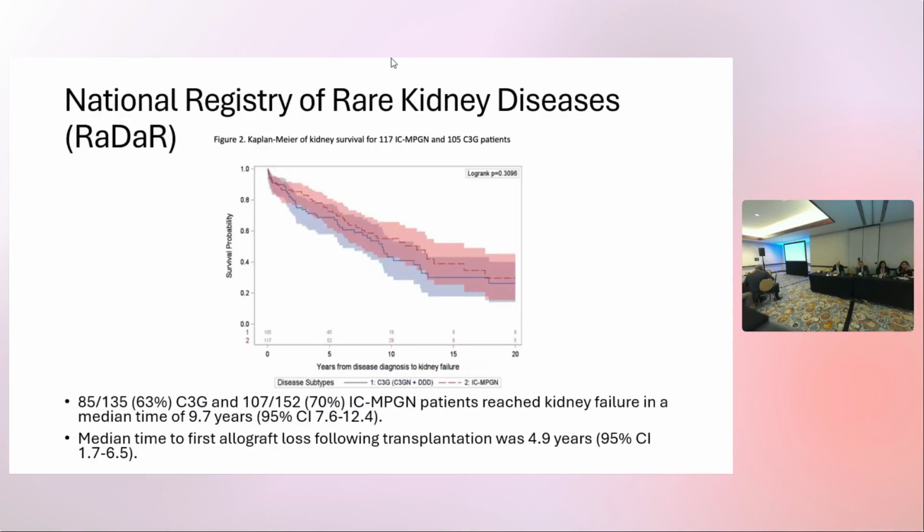And then, of course, quickly, you guys know C3G. It's the disease that we still quote 50% of patients will go to end stage by 10 years of diagnosis. The median age of the patient that's diagnosed is 16 years old in our database at the University of Iowa and also in RADAR. So that's a patient that's going to potentially go to end stage at 26, right? Or before 26 years of age. And in fact, the RADAR data would have supported that: 63% of their C3G patients and 70% of their IC-MPGN patients reached kidney failure in a median time of 9.7 years. So that's consistent with what we've been quoting for a long time.